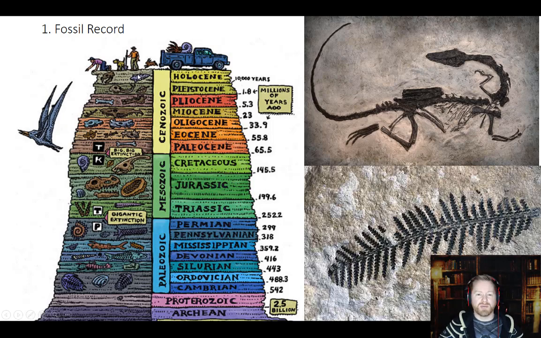So then it begs the question, when are we going to get our big extinction, right? Because if we follow the fossil record, history repeats itself. So that's one big line of evidence for evolution.